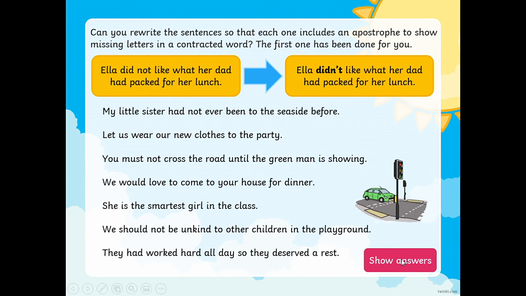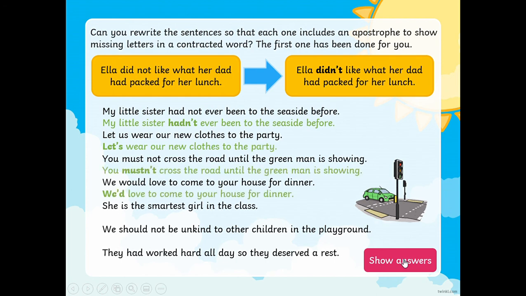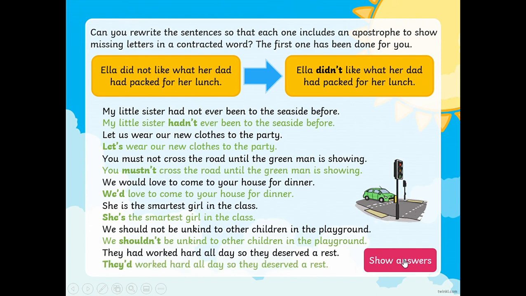Here are the answers, Year 2. Well done for your hard work this lesson. If you got those right, you can tick your own work, and if you didn't, use your green pen to change your answers and correct them.